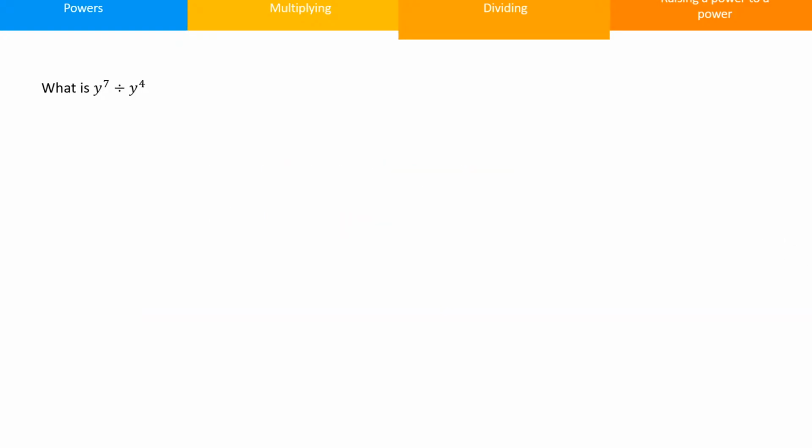So looking on to the next one. What is y to the power 7 divided by y to the power 4? I'm building the entire thing around this y to the power 7 and y to the power 4. Well, let's look at the same idea. We've already done this. Y to the power 7 is this, and y to the power 4 is this.